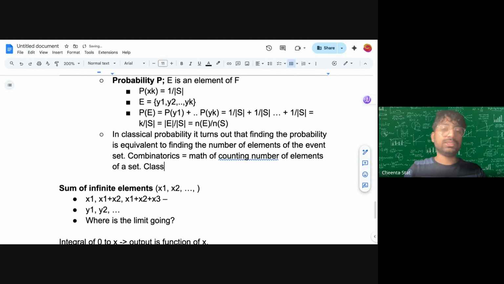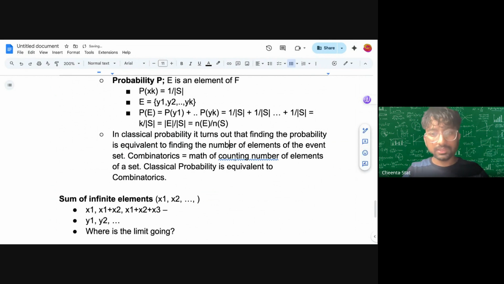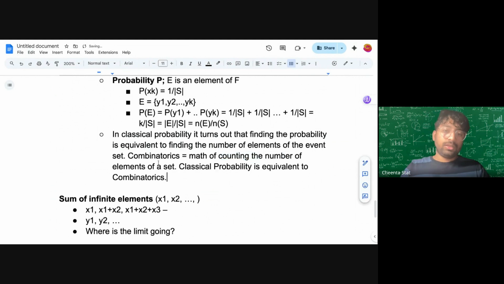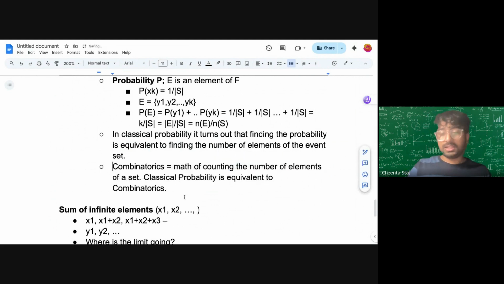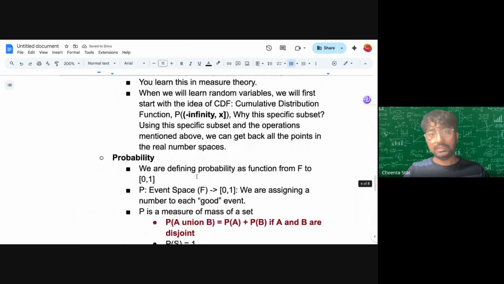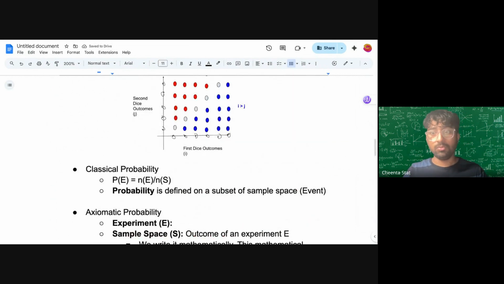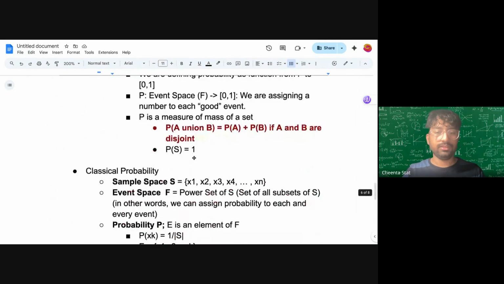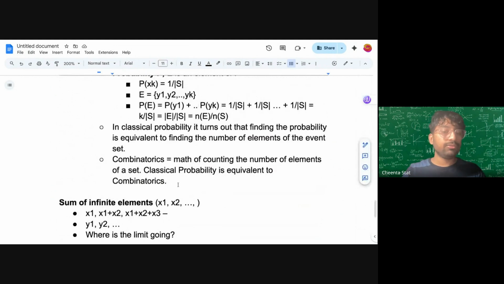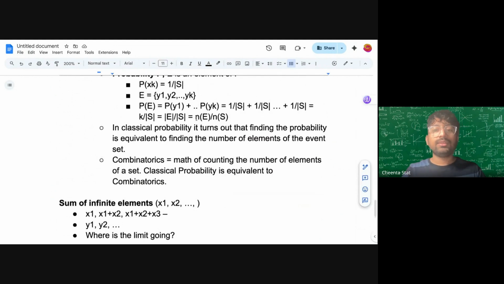So it turns out that classical probability is nothing but combinatorics; it is mathematically equivalent to combinatorics. This is very important. That's why we put combinatorics and classical probability together. And this is very, very important, more than I can tell you, to understand. This also reinforces one important idea, that a probability is kind of similar to the counting function.